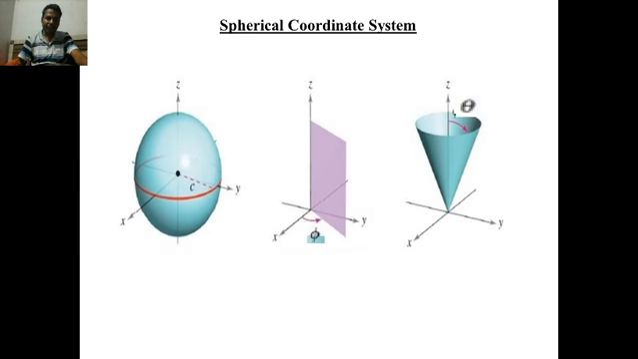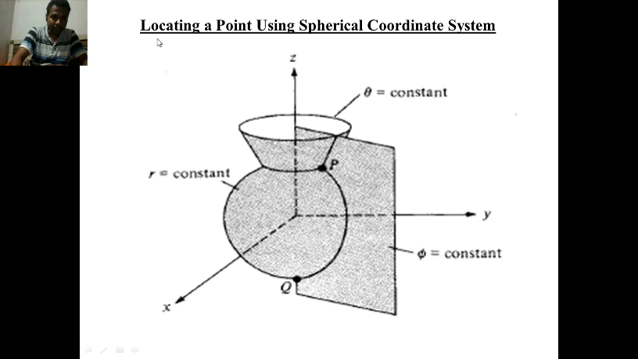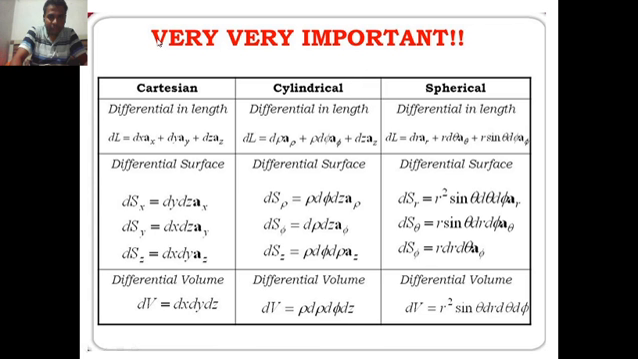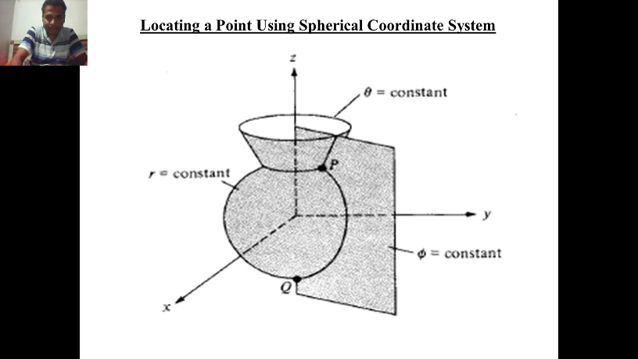Okay, in spherical coordinate system, which are the 3 coordinates? The first coordinate is r, second coordinate is theta, I think theta, yes, theta, correct.